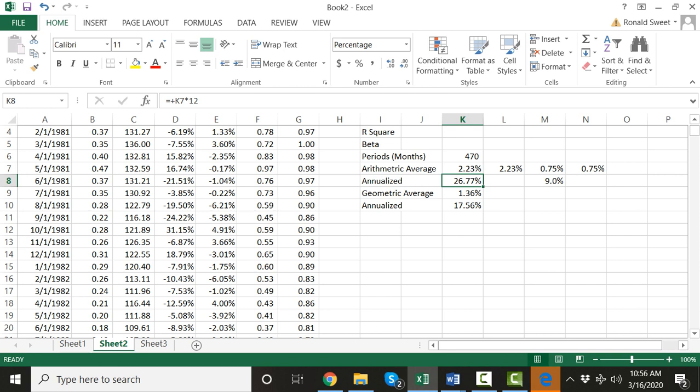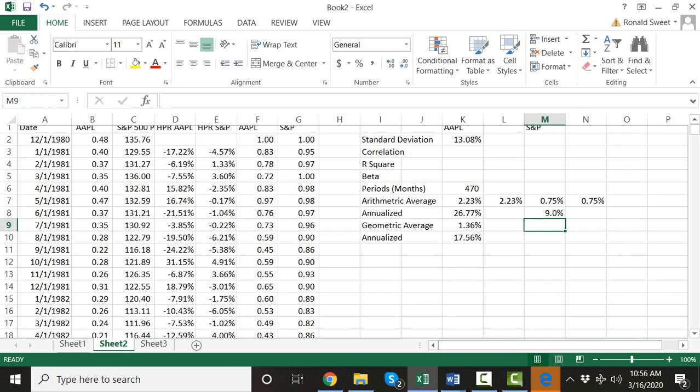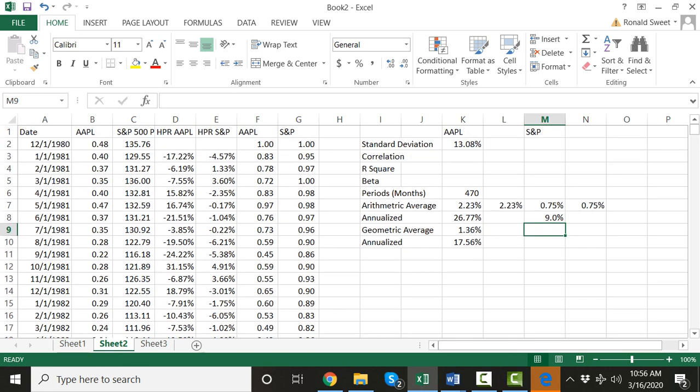We won't do that for the S&P because we don't need it, especially since it's going to be unfair because it doesn't include dividends. So we'll just leave that there. All right, so let's try some things here. Let's try standard deviation first. So let's look at the formula for standard deviation.